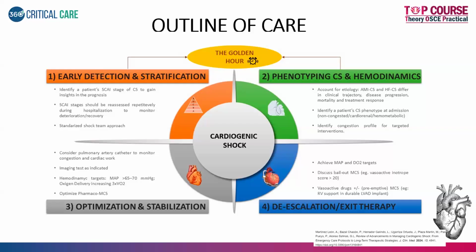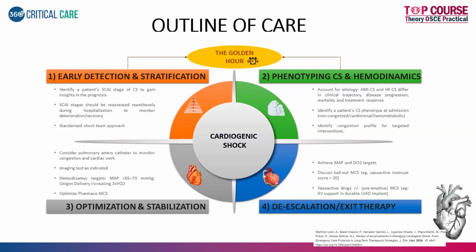The major thing in phenotyping is we need to see if it is an MI related cardiogenic shock or a non-MI related cardiogenic shock. When I say non-MI related, probably a myocardial dysfunction, which leads to acute decompensated heart failure, and acute decompensated heart failure presenting as cardiogenic shock. So we need to rule out these two things, because if it's an acute MI causing cardiogenic shock, we need to act quickly, and probably PCI would be required in this case.